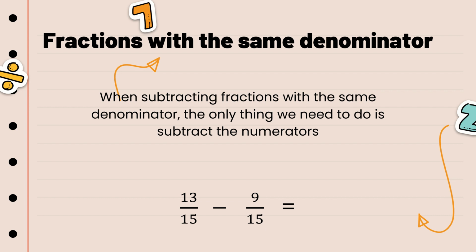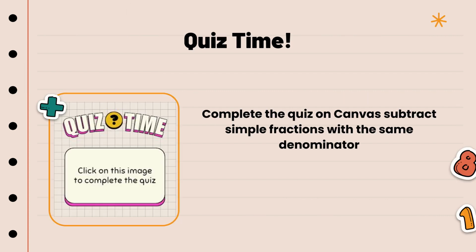Now, the first thing that we need to know is that when we're subtracting fractions that have the same denominator, the only thing that we need to do is subtract the numerators. So very similar to addition, we only focus on the numerators, and that's only when the denominators are the same. So for this, we would have 13 take away 9, and we would work that out to be 4. The denominator stays the same, so it's 4 over 15.